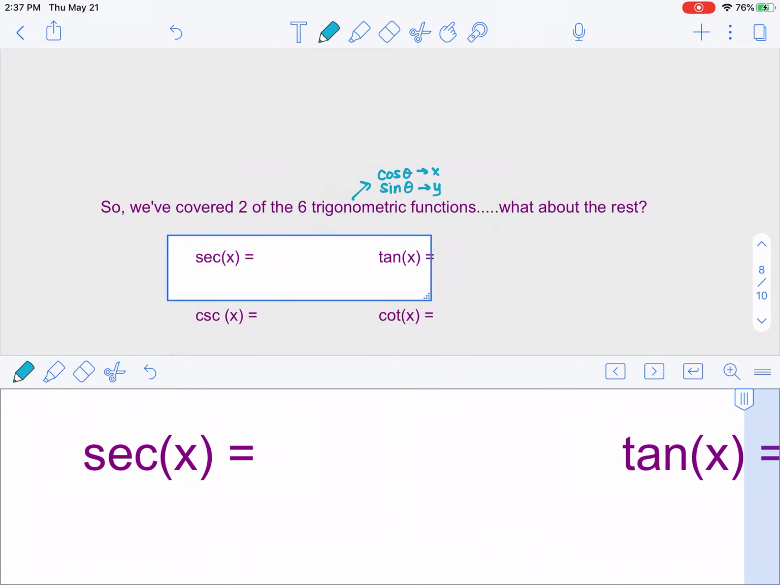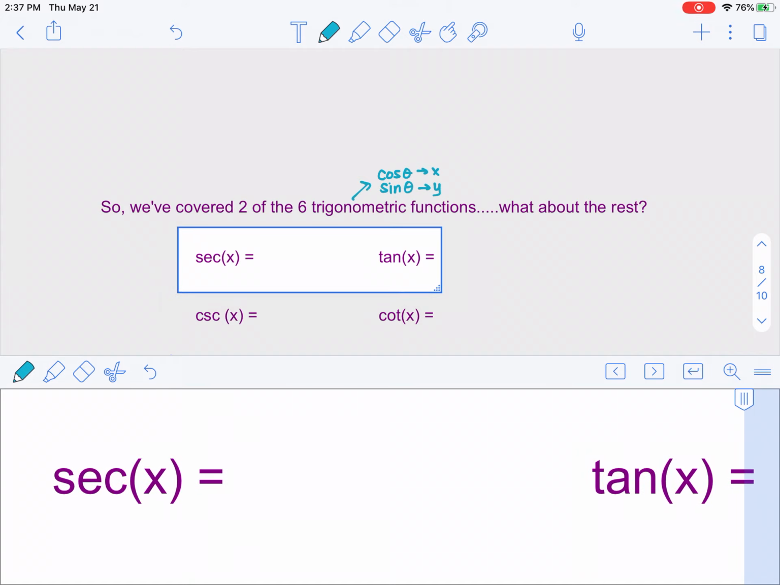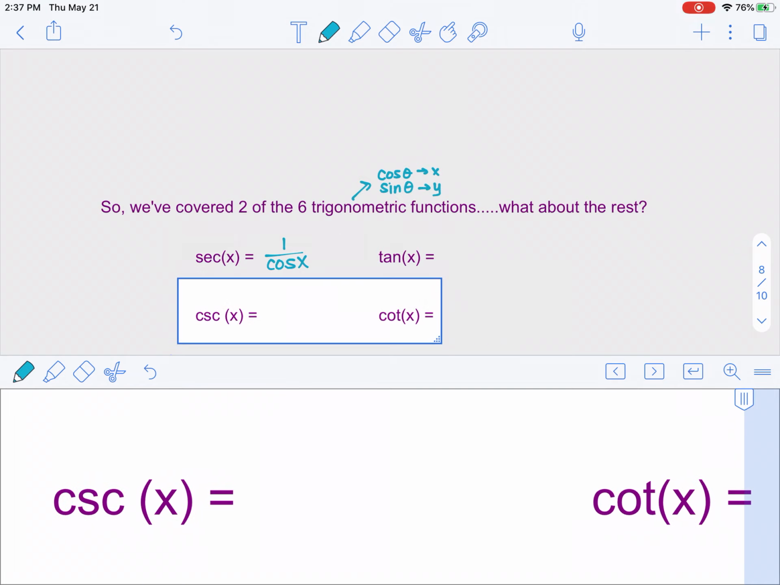Okay, in previous classes, I know you've talked about this, and if you don't remember it, this is something else that you've got to get in your brain, right? There is a relationship between secant and cosine. Secant x is the same thing as 1 over cosine x. And likewise, cosecant x is the same thing as 1 over sine x.